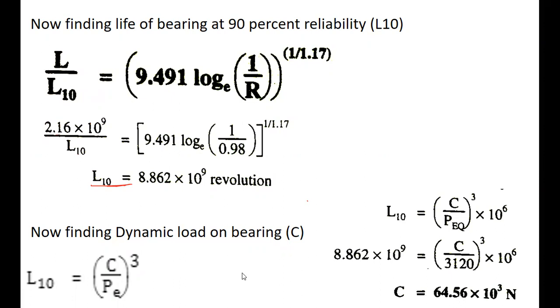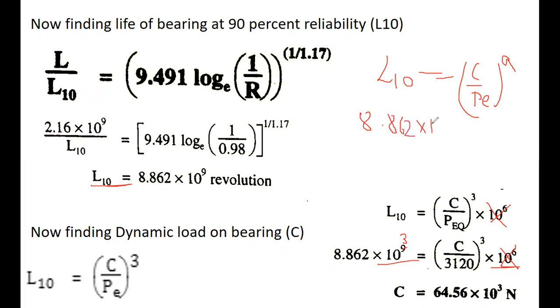So if I put here million revolutions, that would be the correct answer. So I should put here million revolutions, sorry, it's 3, not this. So I'll put here 3, then I don't need to multiply it by 10 raised to 6. But if you put in revolutions, you have to multiply it by 10 raised to 6. So let's keep in million revolutions. L10 is C upon PE raised to A.